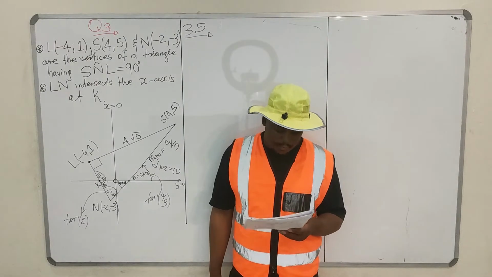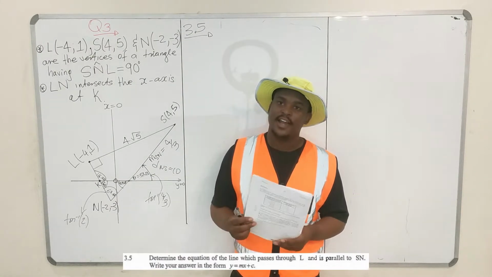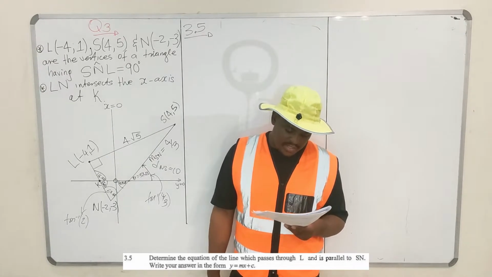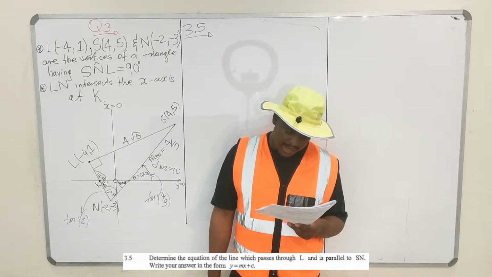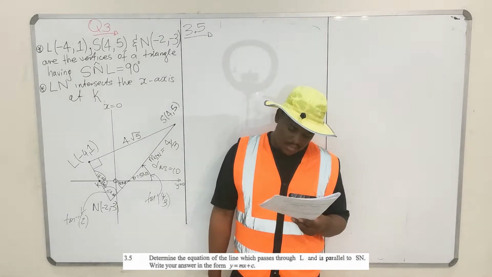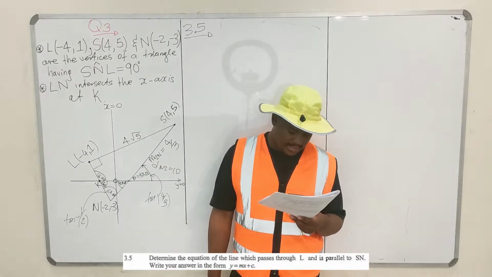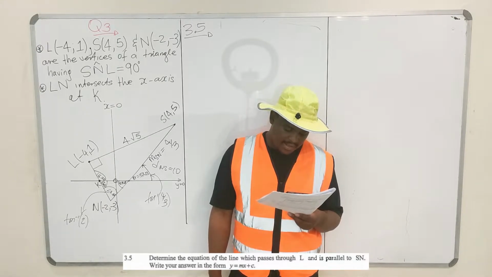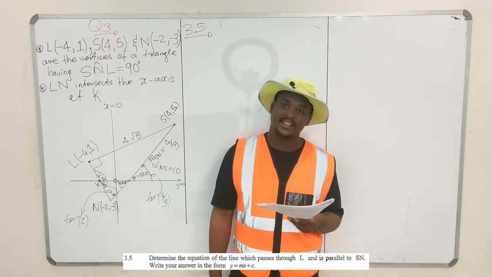Okay, so now we're going to do 3.5, right? 3.5 reads as follows. Determine the equation of a line which passes through L and is parallel to SN. Write your equation in the form y is equal to mx plus c.